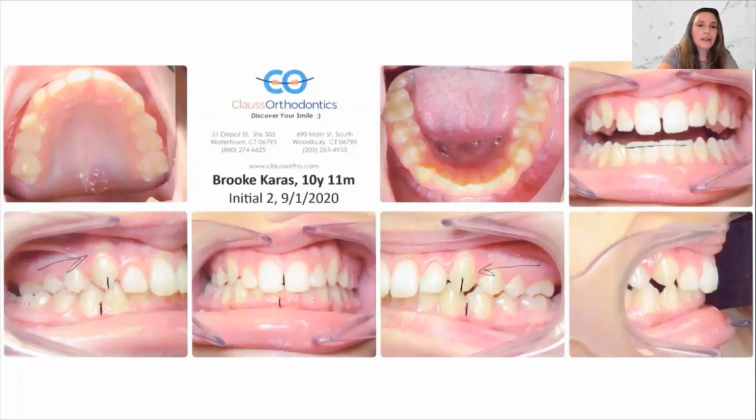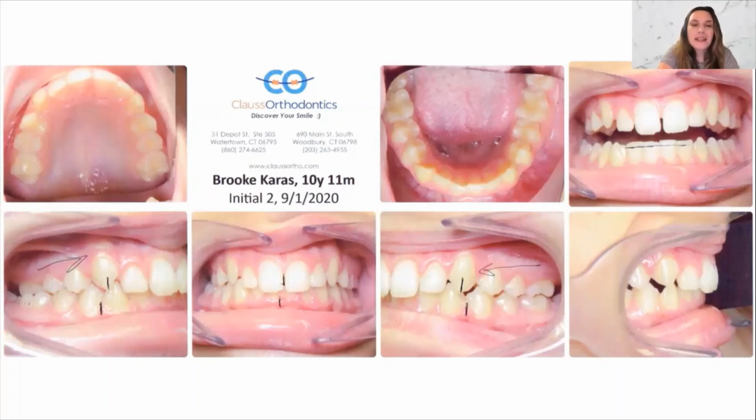But looking at this, can anyone guess what kind of orthodontic treatment that Miss Brooke would probably go into? I don't know if a palate expander or just regular braces. Yeah, so that was really very good. That was good. So, yeah, palate expanders are great with helping with crossbite.